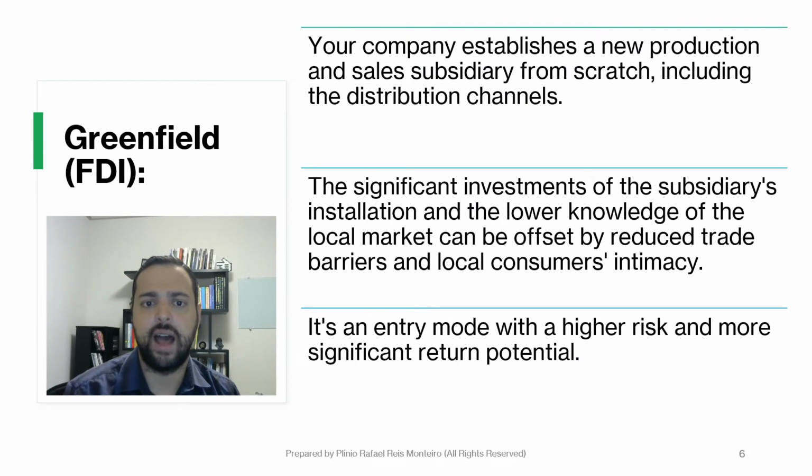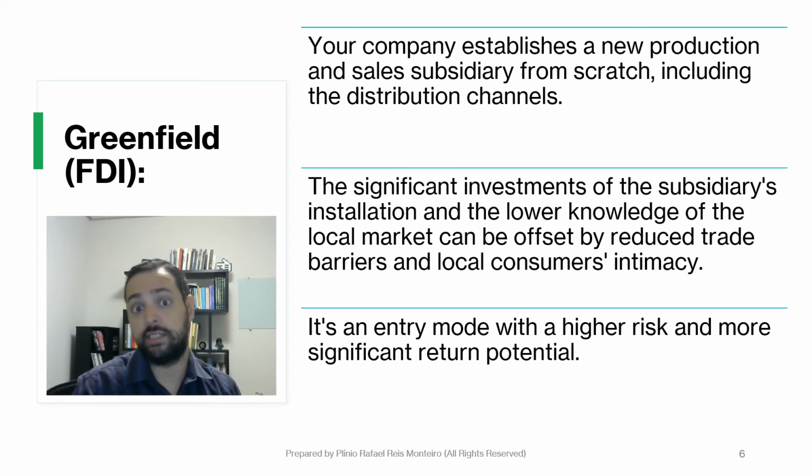And finally, you have the greenfield. In that case, you're going to establish a new production and sales subsidiary from scratch, from the beginning. And this includes the distribution channels. You need to invest a lot of money for doing that, installing everything, a new factory, new shops, and also you suffer from lower knowledge of the local market because you don't have anyone to help you understand the local market. But this can be offset by the reduced trade barriers because you're going to be close to your customer and you're going to produce there.